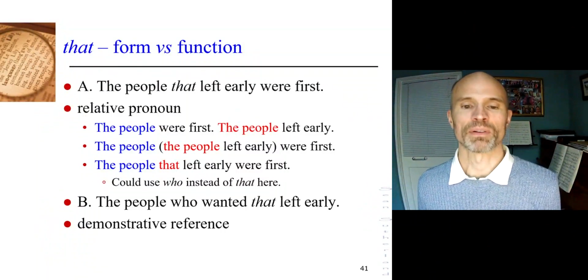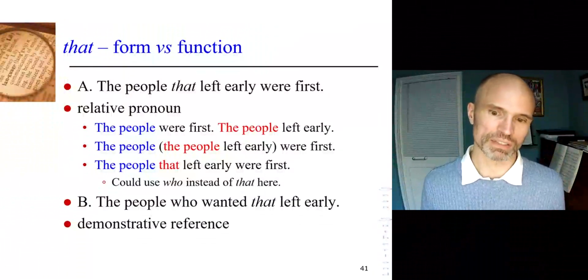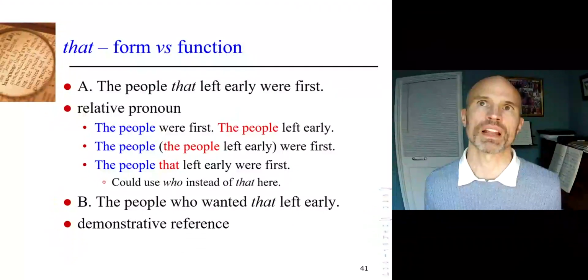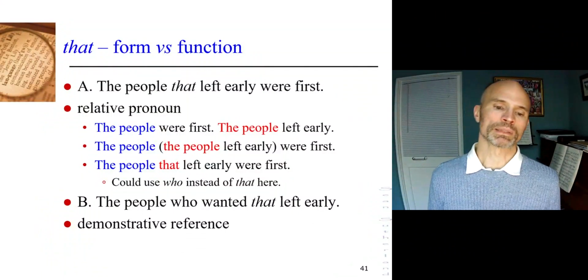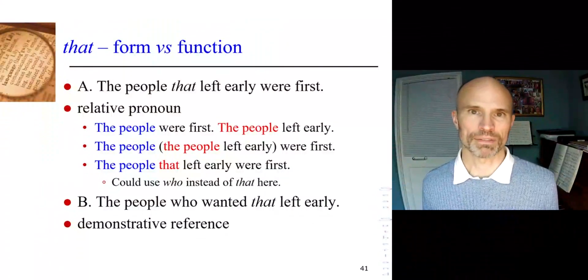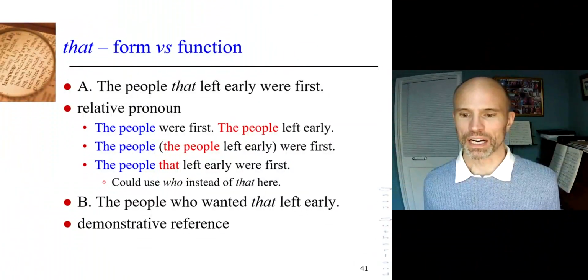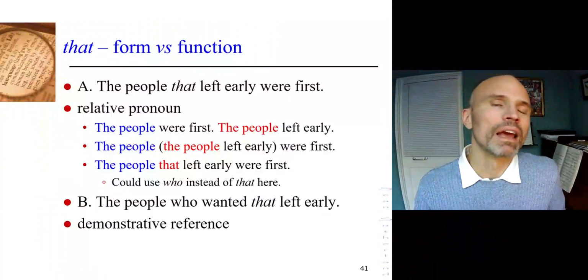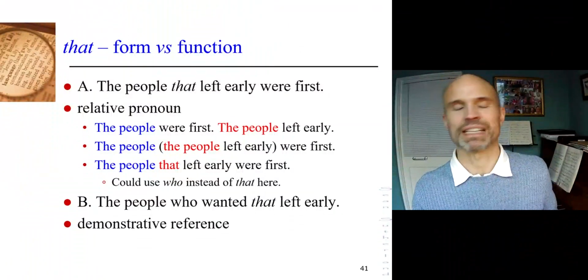Yes. You can probably see that yourself here by looking at these examples and thinking about how you could pronounce the red that, right? You can work through the process if you want, but think, you could say the people that left early were first. Whereas B, the people who wanted that left early, no, that doesn't work, right? Or again, it's possible to say it, but it sounds odd, right?